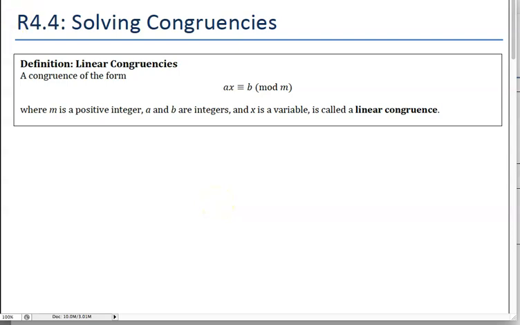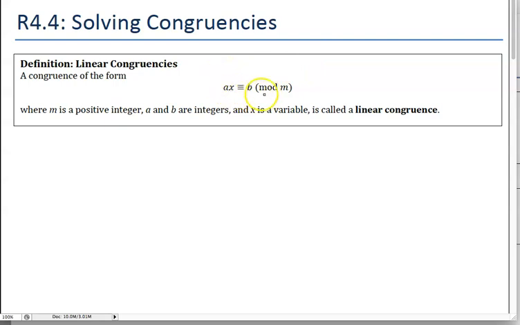All right, so in this section, we're going to look at solving congruencies. So this is like solving equations in mods, using mods. First, the kind of equations we're going to solve is linear congruencies like this.